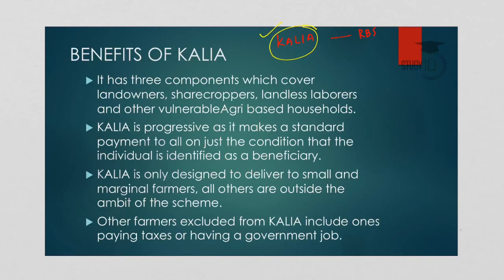So we will see that many problems that are associated with the Rythu Bandhu scheme are being addressed by the KALIA scheme, which was implemented by the Odisha state government. The KALIA scheme has three components and it covers landowners, sharecroppers and also landless laborers and other vulnerable agri-based households.